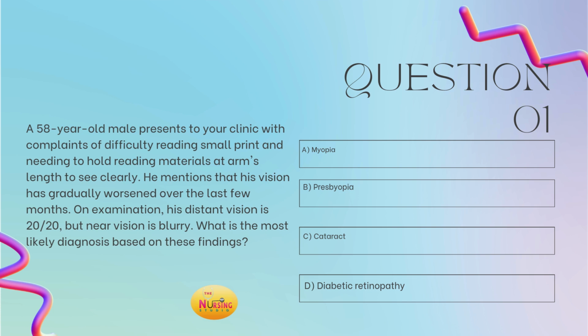All right, so y'all know I always recommend reading the stem of the question first, as it allows you to slow down to ensure you're answering what is even being asked of you. So here, the stem of the question states, what is the most likely diagnosis based on these findings?